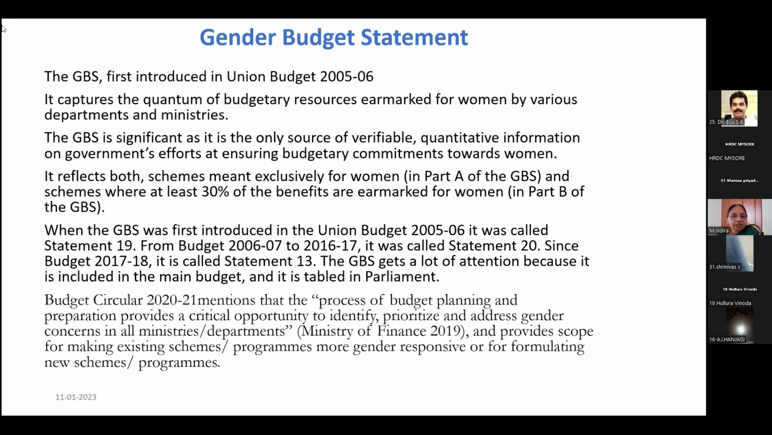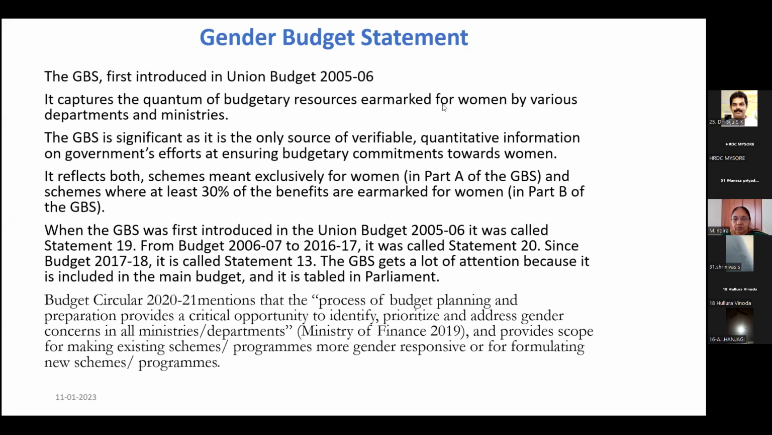So the gender budget statement captures the quantum of, in a general budget statement, how much money is allocated to women-only programs and to women and men programs. All that is given in the gender budget statement in 2005-6. So it reflects schemes meant exclusively for women.